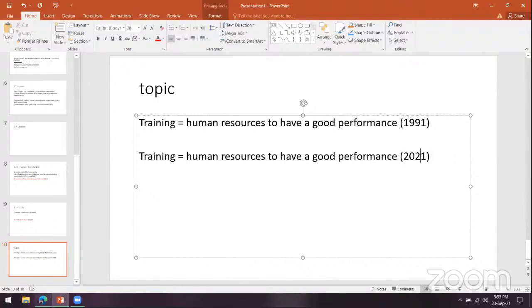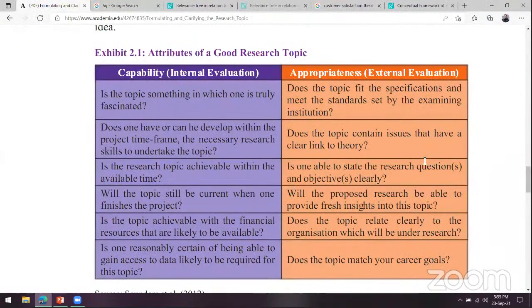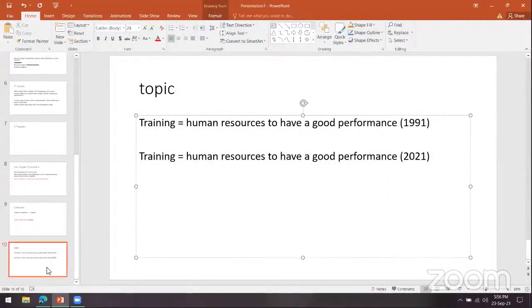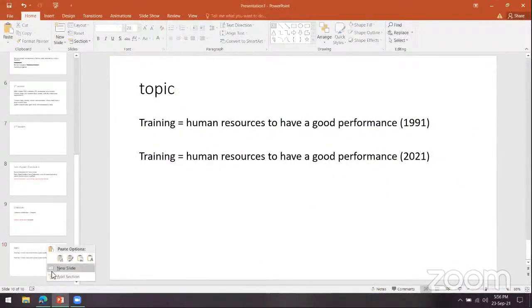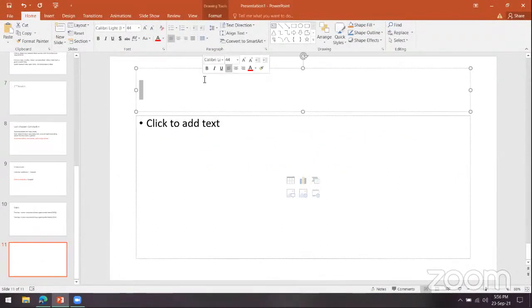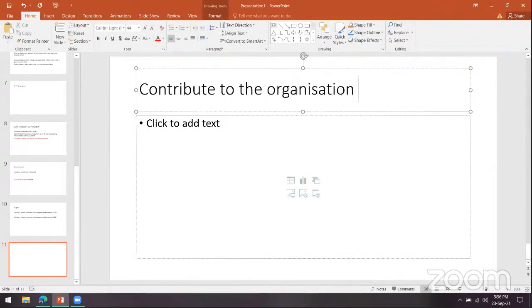Am I right? So next, is the topic clearly relevant to the organization under the research? If you are going for manufacturing, are you solving the problem? Are you helping them? Most organizations will be happy if you're able to be contributive. So sometimes I also share with my students, you have to contribute to the organization so that the organization can also learn from you.